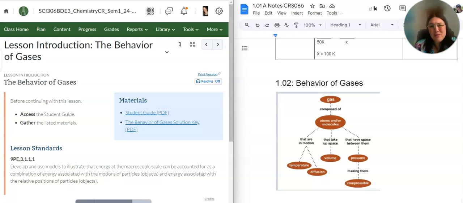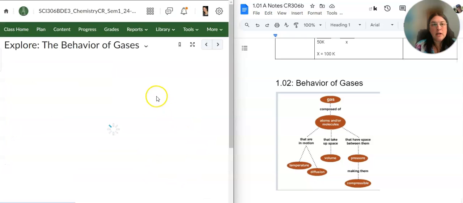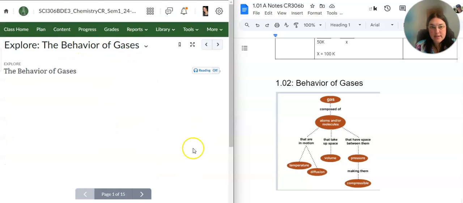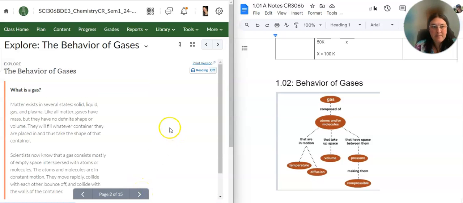All right, you can use this stuff if you want to. Personally, I don't, so I'm going to kind of skip over it, but of course, do what's best for you. So then I'm going to hit the arrow, which is going to take us to the Explore section. As you read through, again, you can use these if you would like. We might come back to them, might not.